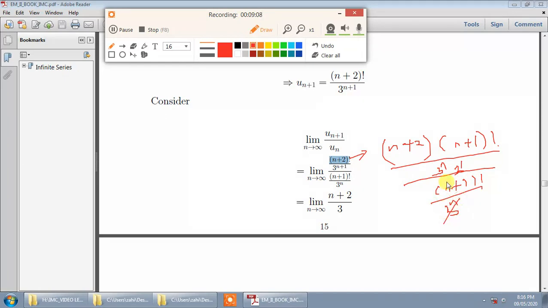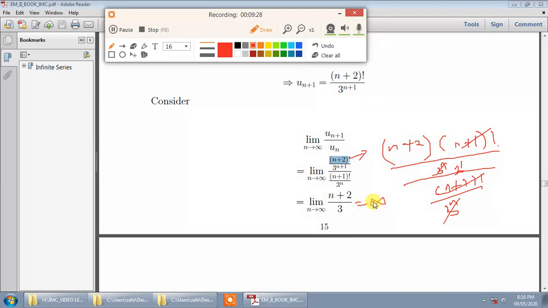So 3 raised to n, 3 raised to n will get cancelled. 3 raised to 1 will remain. N plus 1 factorial, n plus 1 factorial will get cancelled. So what does it leave you? N plus 2 divided by 3. And if I take n tends to infinity, you will get the answer equal to infinity.